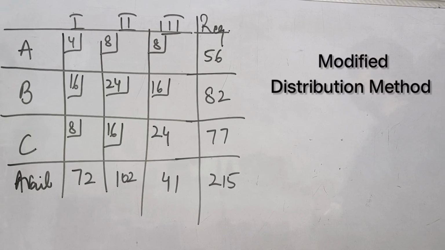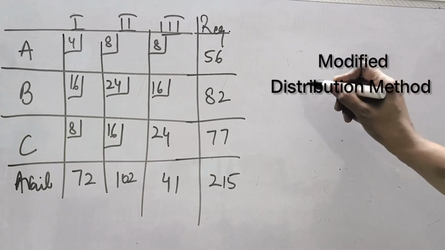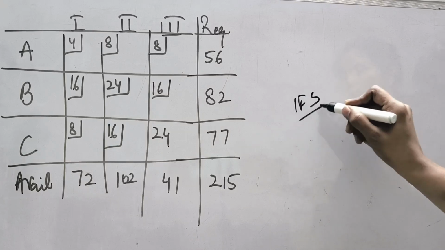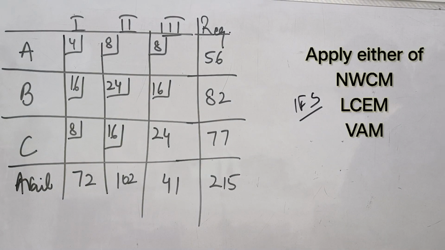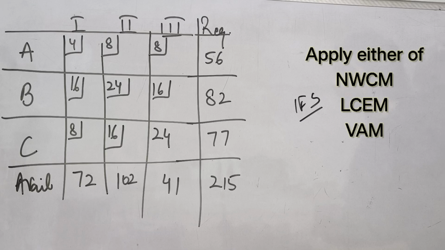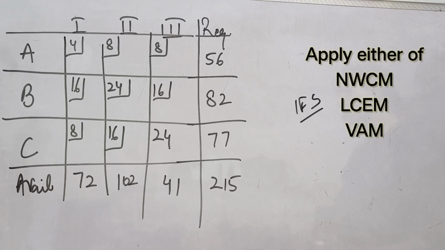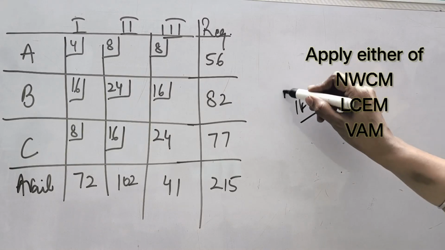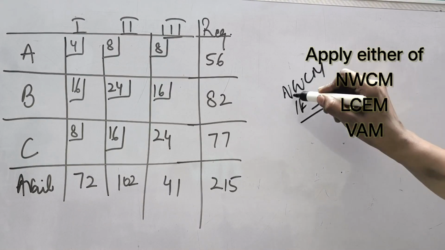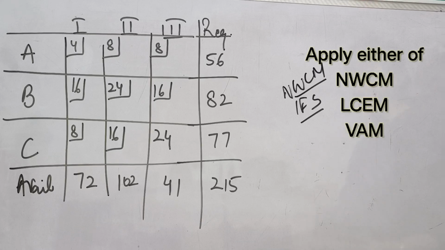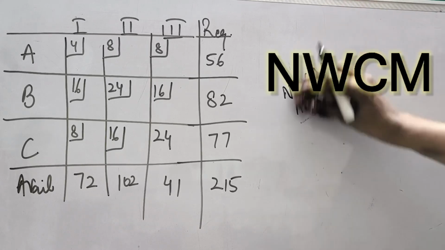Now to apply the MODI method, first of all we have to calculate the initial feasible solution. To calculate the initial feasible solution, you can apply any of the methods discussed earlier: northwest corner method, least cost entry method or VAM method. If nothing is written, apply VAM. Otherwise, whatever has been written, you have to apply that. In this question, it was written that you have to go ahead with the northwest corner method only. So we will first find the initial feasible solution with the help of the northwest corner method.